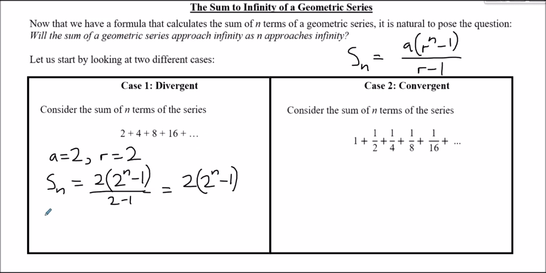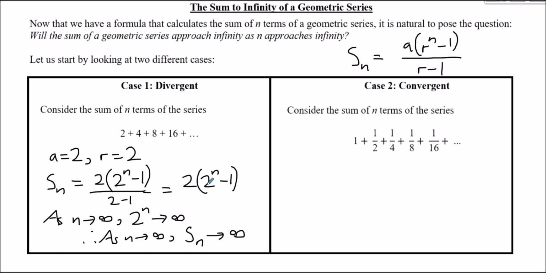So what will happen as n goes towards infinity? Well, as n goes towards infinity, clearly 2 to the power n will go towards infinity. So therefore, as n goes towards infinity, the sum of the series tends towards infinity. So that's going to become infinitely large.